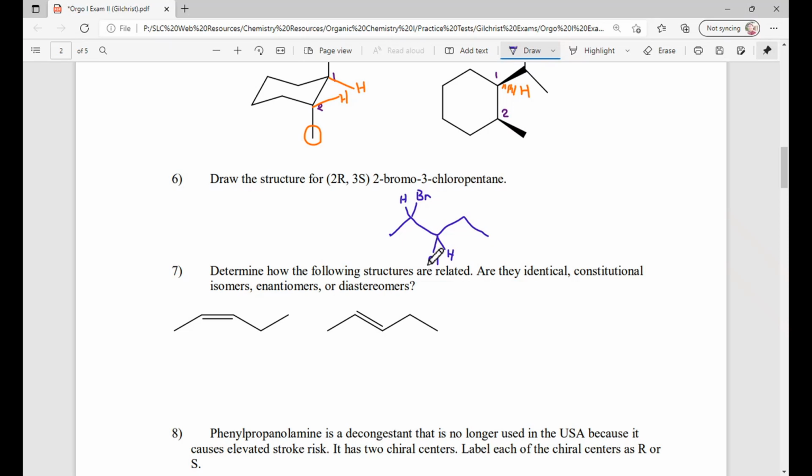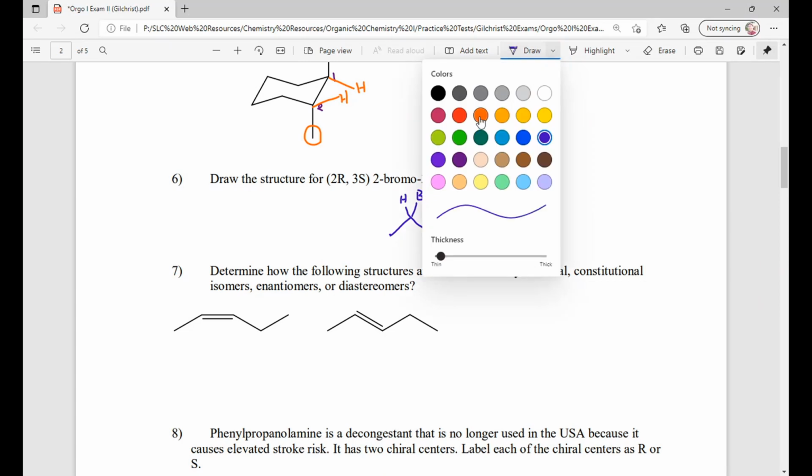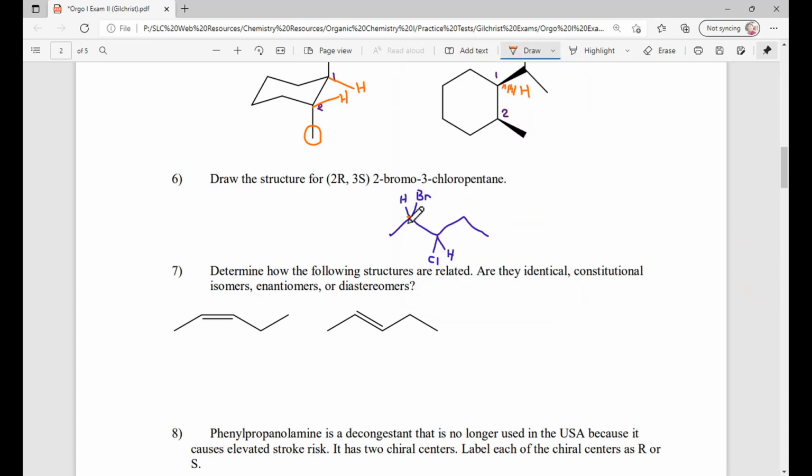So it's 2R3S. After drawing this skeletal structure where you don't indicate stereochemistry, now you need to indicate priority. What's the highest priority group? We're going to focus on carbon number 2 here, so I'm going to label it carbon number 2. What's the highest priority group attached to carbon number 2? The bromine. Yeah, the bromine's number 1.